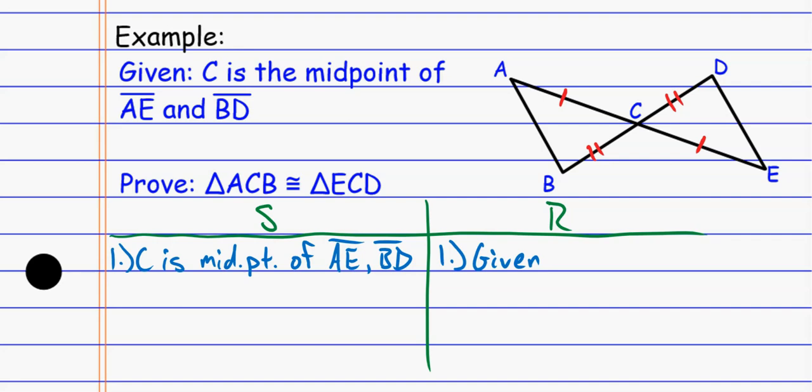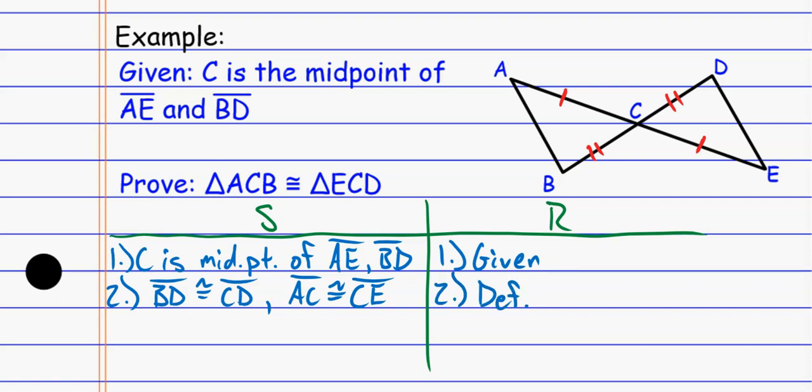And so now that's the next thing I can state. I can say, hey, I know all this stuff about these pieces being congruent because that's what the midpoint gives me. So now I can say that BC is congruent to CD. Likewise, I can say that AC is congruent to CE. And that's because that's what happens with the midpoint. So I'm just going to say that's the definition of the midpoint.